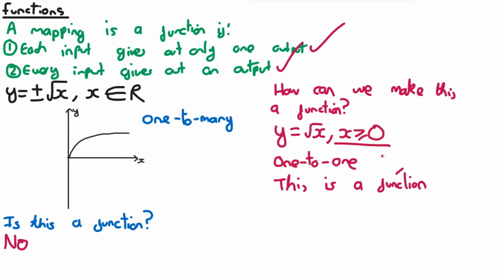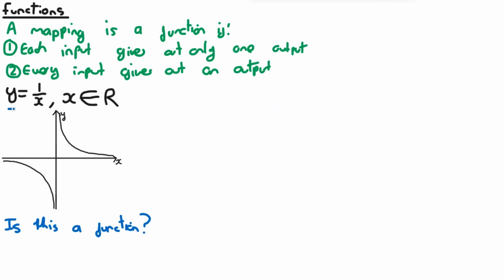The only thing that you can't do with the domain is say that x can be negative values, because then the function would no longer exist, as every input would no longer give out an output. So here's one more equation where y is equal to 1 over x, where x is real numbers. And the question is, is this a function?